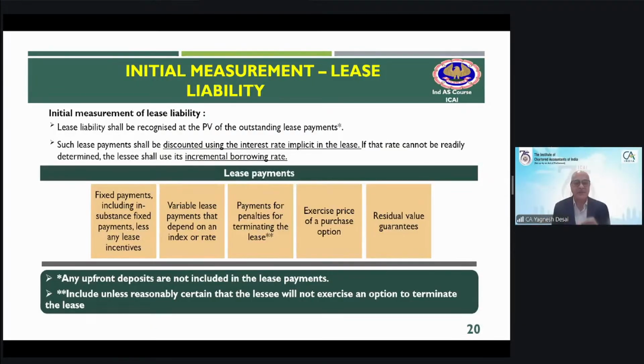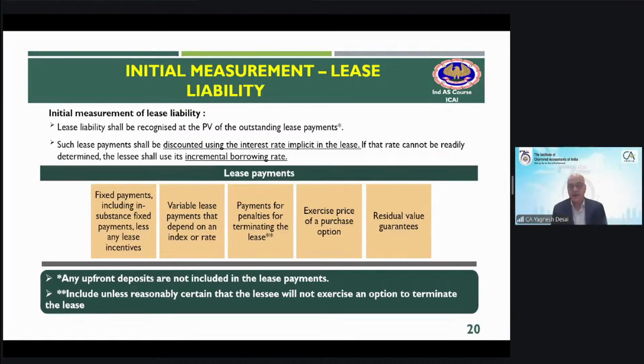So variable lease payments, if they are dependent on the cost inflation index or an interest rate, are considered to be lease payments. If they are considered lease payments, I'll plot them in my payments schedule and calculate the present value of the lease obligations. Payments for penalties for terminating the lease, if it is probable, and the exercise price of a purchase option, if it is probable, are included in the lease payments.